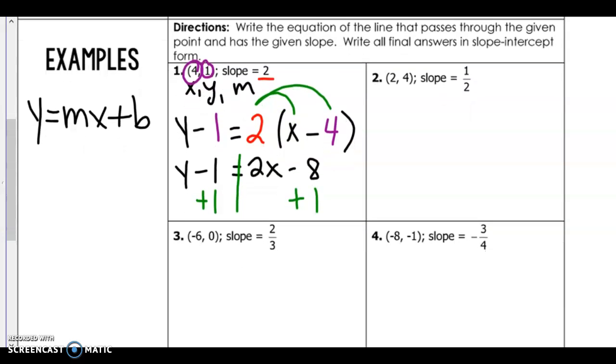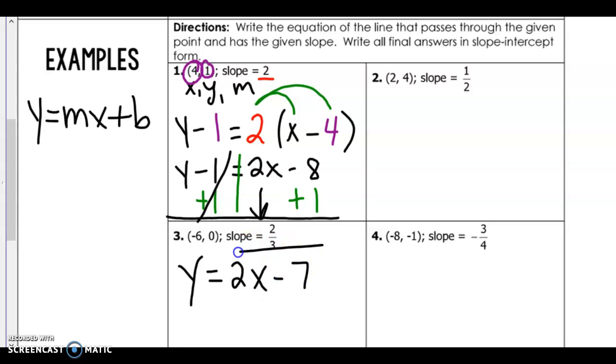So then these would cancel, and we're left with y equals, bring down your 2x, and then negative 8 plus 1 gives you negative 7. So that would be your answer when you're given a point and the slope. I'm going to do the same thing with number 2. I'll go ahead and label them. So we have x1, we have y1, and then my slope is my m.